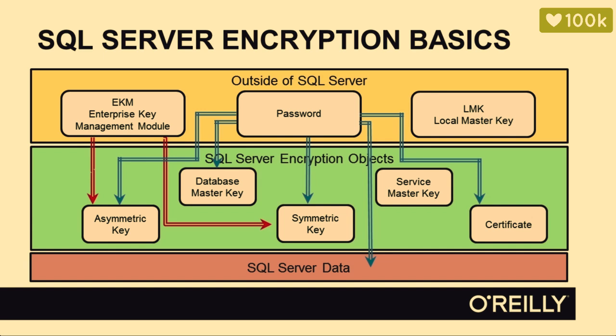Notice they're different colors because I want you to see this confusing web of utilizations of these various objects. Then I'll separate them out and go one more time. This is why it gets confusing when you look at applying encryption in documentation. One minute they're talking about a local master key and an EKM and an asymmetric key, and then in other places we're talking about symmetric keys and database masters and service masters. So let's just look at the relationship here.